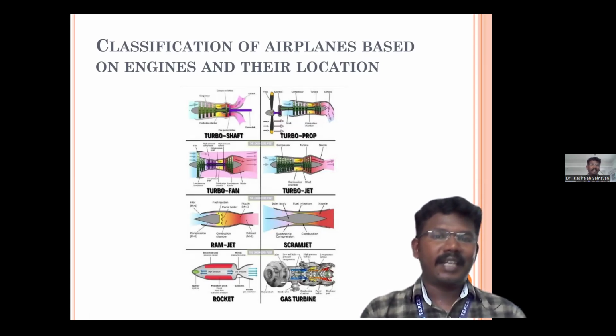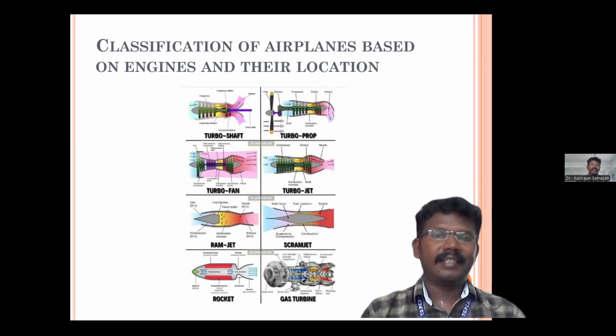The turbo shaft engines, turbo propeller engines, turbo fan engines, turbo jet engines. In the helicopter, we are using turbo shaft engines. Why? Because the horizontal rotary motion is converted to vertical motion. Vertically, the motion will be transferred by using that shaft. So for that reason this type of engine is suitable for helicopter purposes.